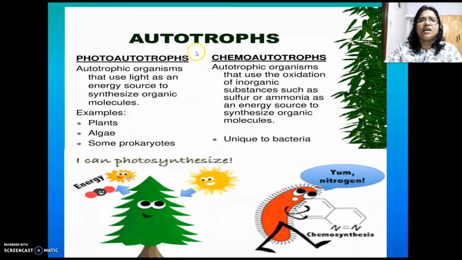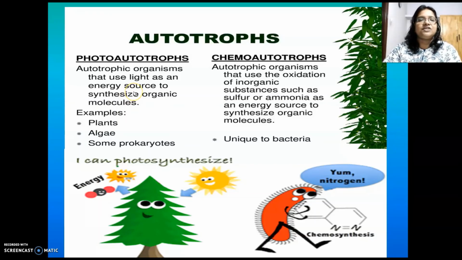Now let's see what are the two main types of autotrophs. I told you, autotrophs can prepare food by themselves, but the source of energy varies. In the case of photoautotrophs, they prepare food by themselves from simple inorganic molecules, but for that process they use sunlight as a source of energy. All green plants and some blue green algae, which come under prokaryotes, use sunlight for the process of photosynthesis, and by that they convert simple inorganic materials to food.